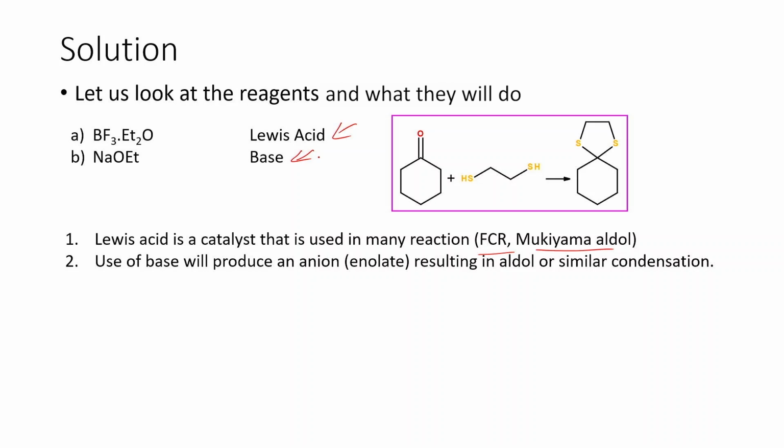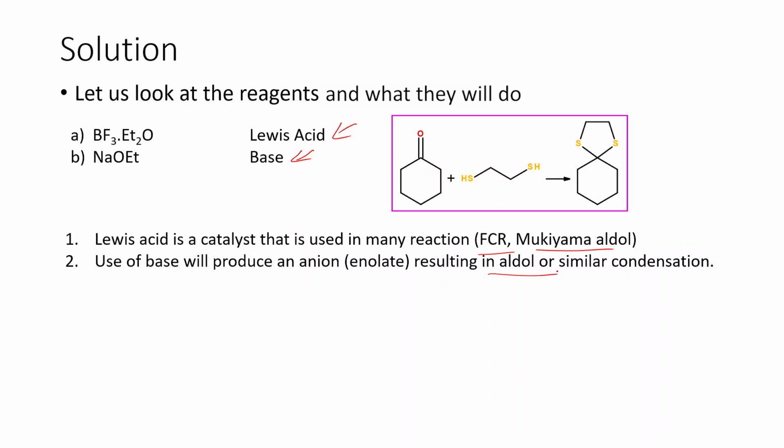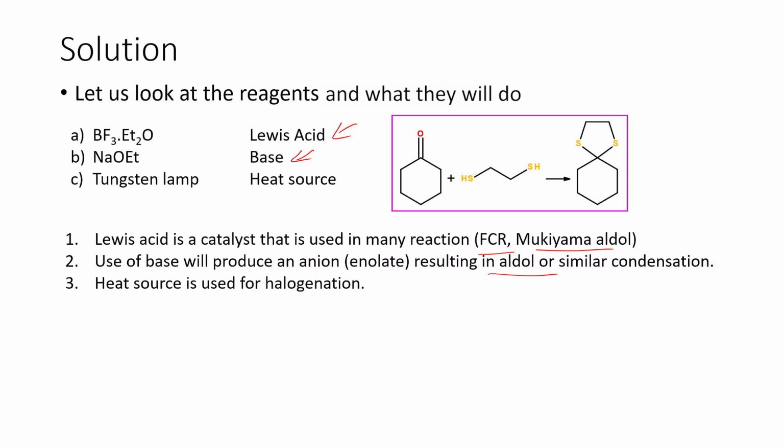Sodium ethoxide is a strong base. Whenever we use a strong base, a carbonyl compound can generate a carbanion, which is stabilized as an enolate anion. So they can undergo reactions similar to aldol or condensation reactions. If you use a base, then this reaction may lead to a condensation product and not the protected product. The next one, a tungsten lamp, is nothing but a heat source.